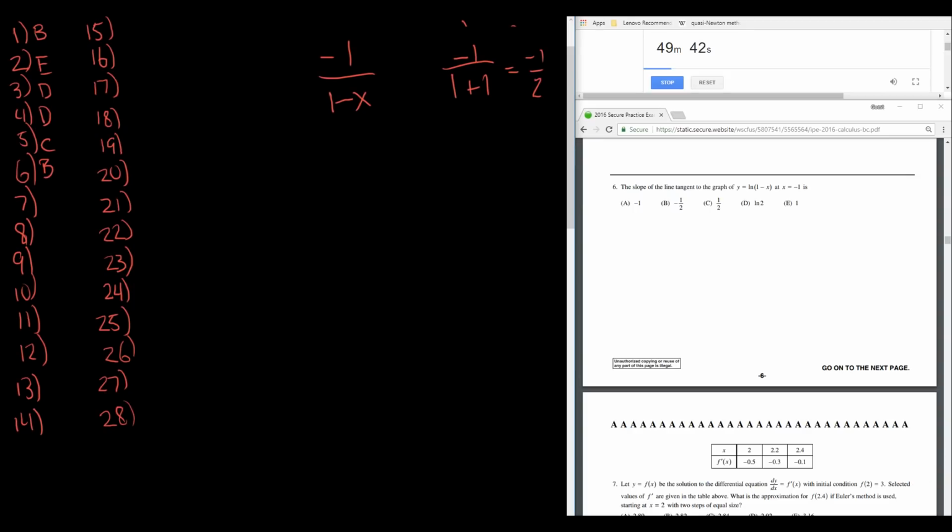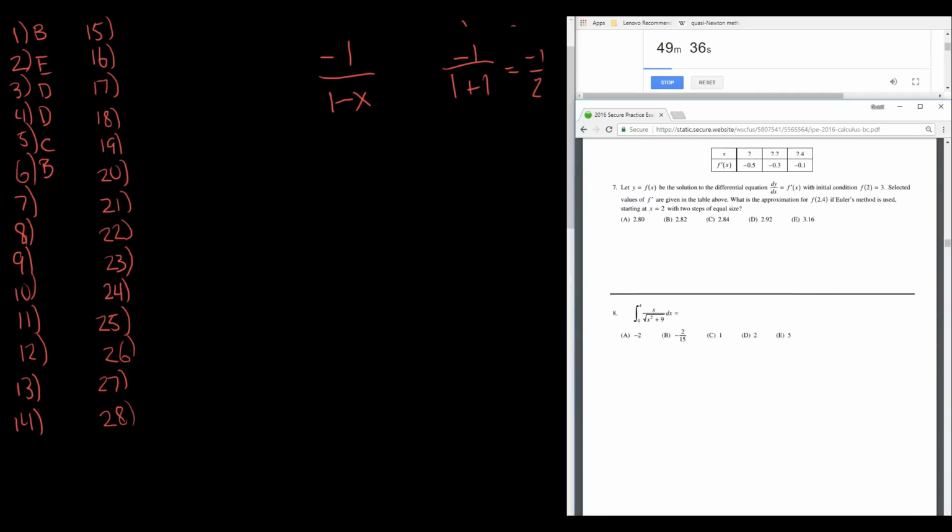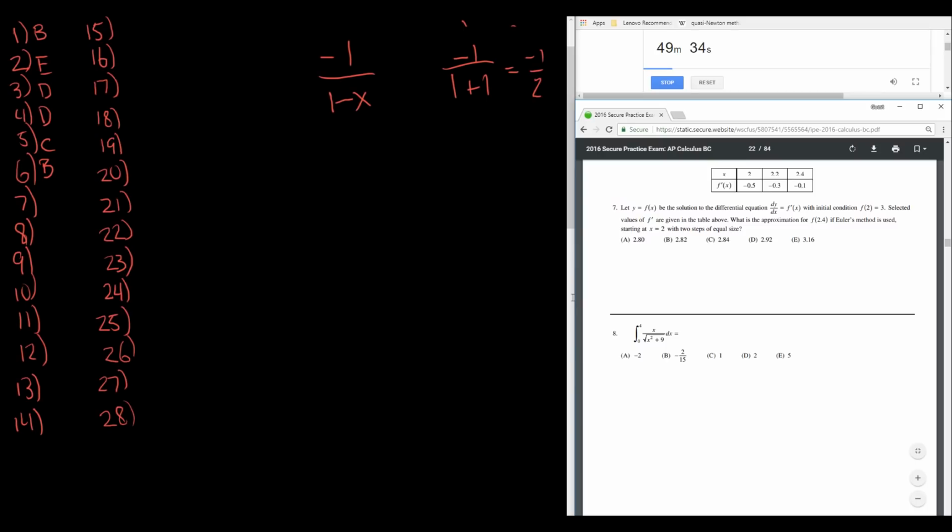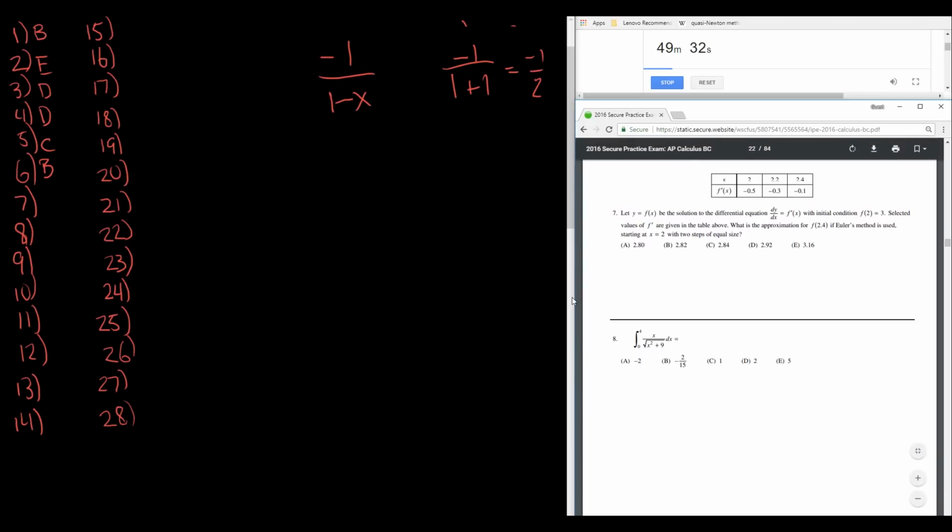I'm going to just switch colors now and erase everything in a big block, actually. Alright, we've got a table of numbers. So, let y be the solution to the differential equation, selected values. What's the approximation of 2.4 if Euler's method is used starting at 2 with two steps of equal size?